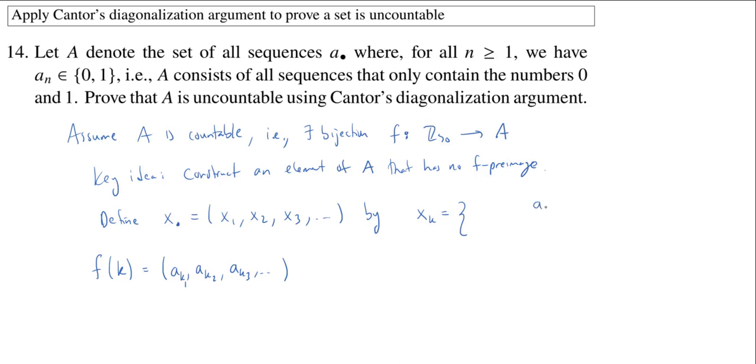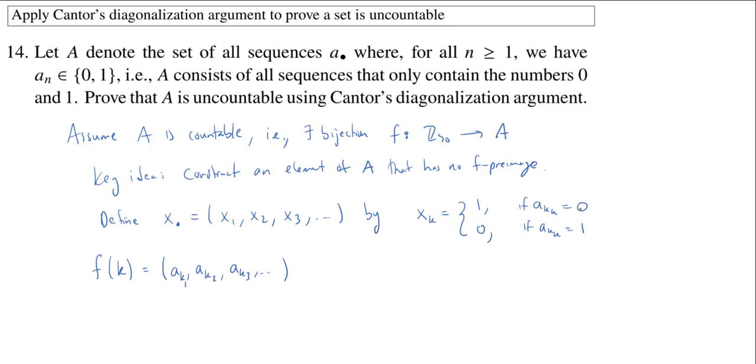So I'm going to say, okay, what does a_kk equal? I know that everything is going to be either a 0 or a 1. So if a_kk is equal to 0, then I'm going to define x sub k to be 1. And if a_kk is equal to 1, then I'm going to let x_k equal 0. So whatever a_kk is, x_k is going to be the opposite.